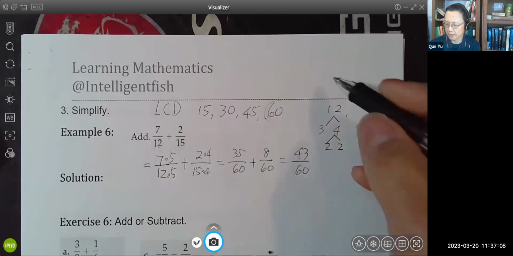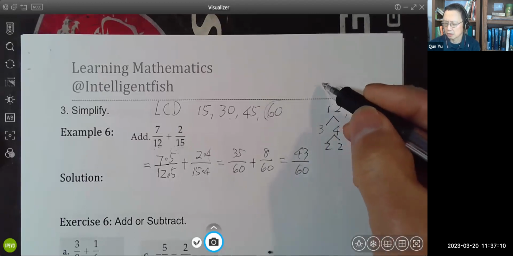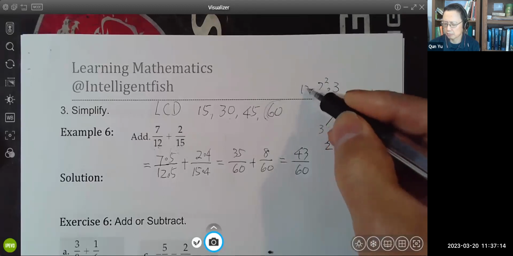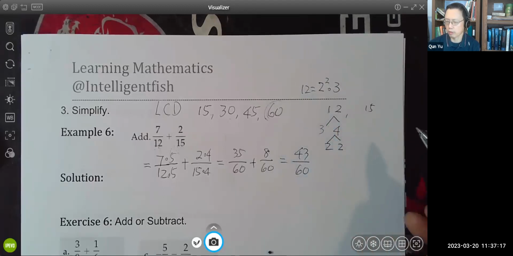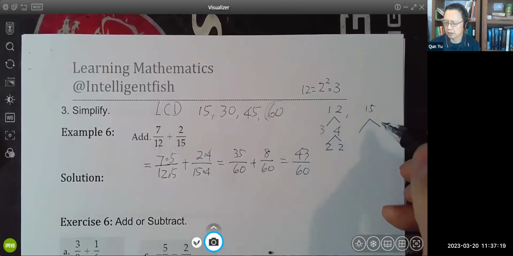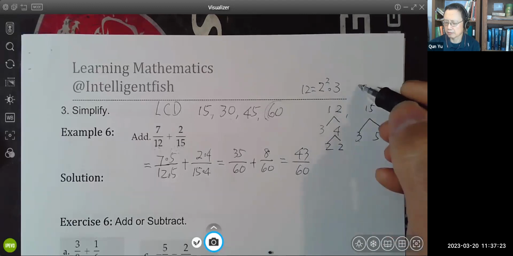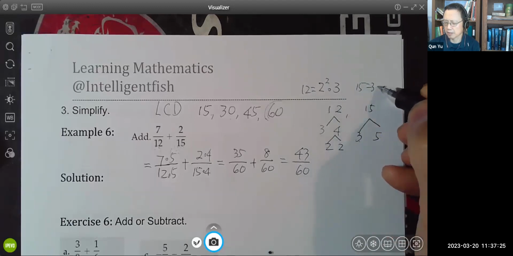So I'm going to write this as 2 squared and 3. Those are the prime factors of 12. And 15, we do the same way, 3 times 5. Both are prime numbers, and that's it. 15 equals 3 times 5.